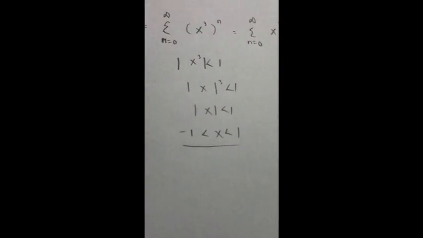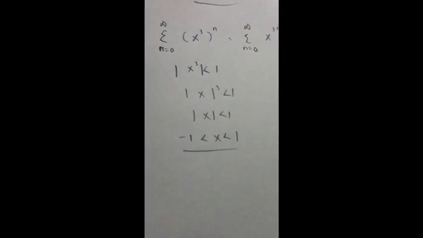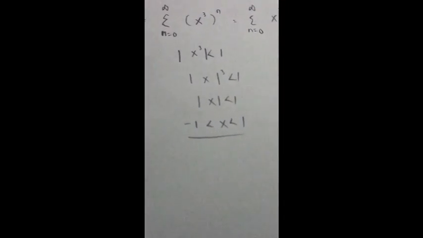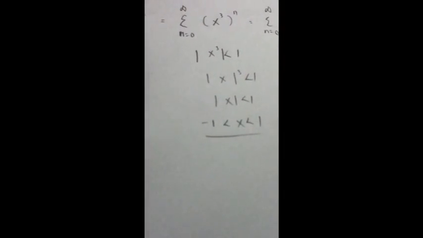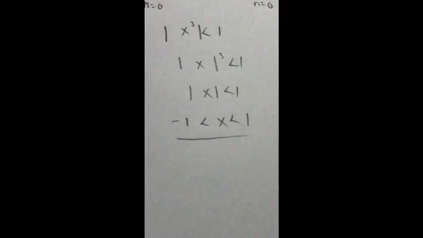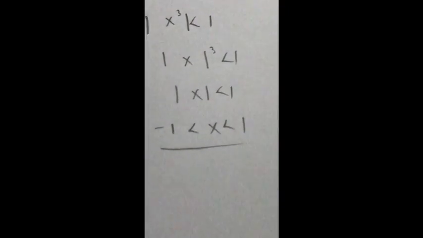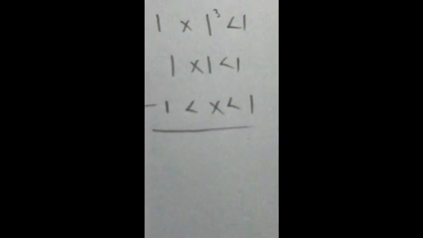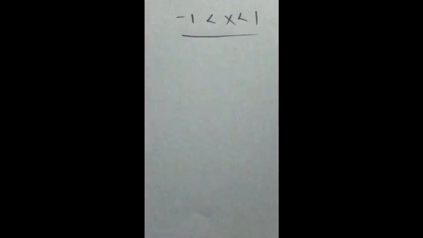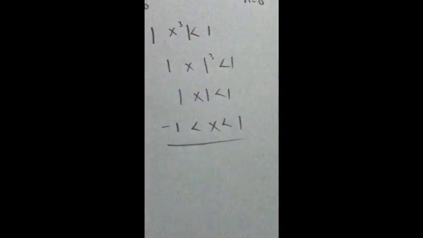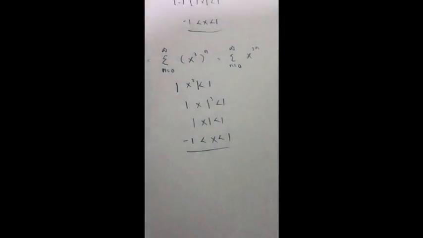This is going to help us. We're going to use this to get our interval of convergence. So the absolute value of x cubed needs to be smaller than 1. You can take the cube root, and again, you'll basically just get the absolute value of x needs to be less than 1. So you'll get the interval of convergence: x needs to be between negative 1 and positive 1. That will be your interval of convergence.